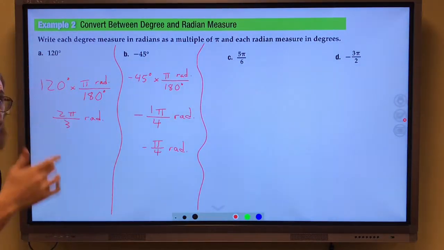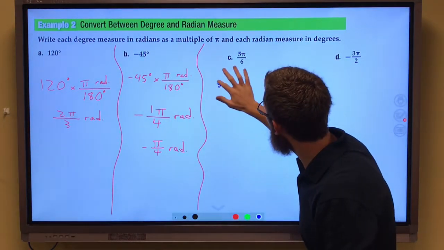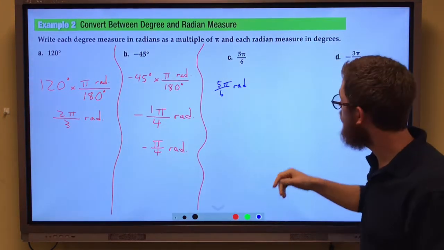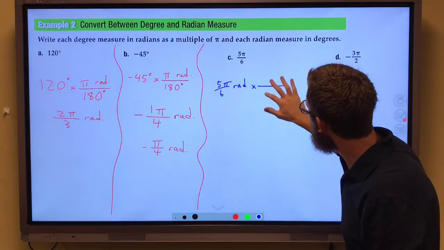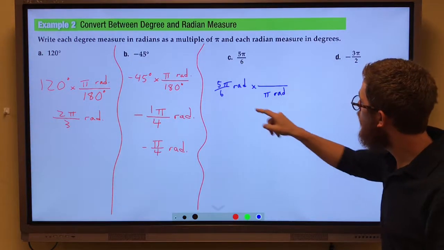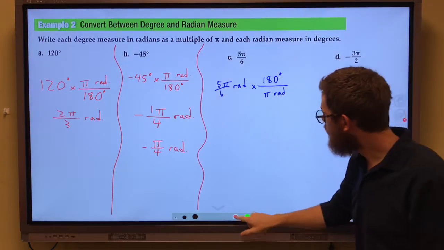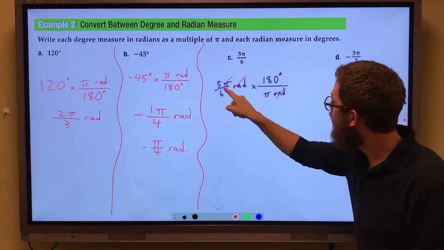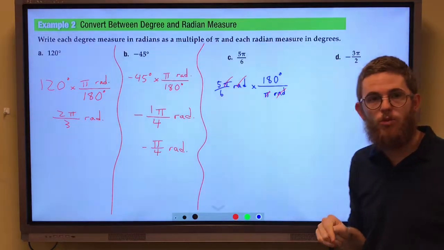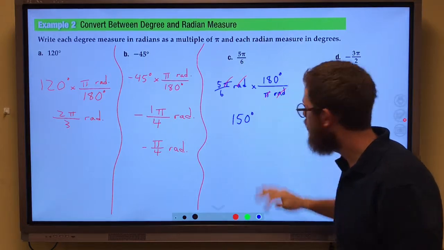Now here we want to convert these from radians into degrees. And so we have 5 pi over 6 radians. We want to change this to degrees. Well, since we're in radians, I know I want to put radians on the bottom. So pi radians on the bottom. On the top, of course, I put 180 degrees. Well, the radians cancel out. The pi's cancel out. 5 over 6 times 180. 5/6 of 180 is 150 degrees.